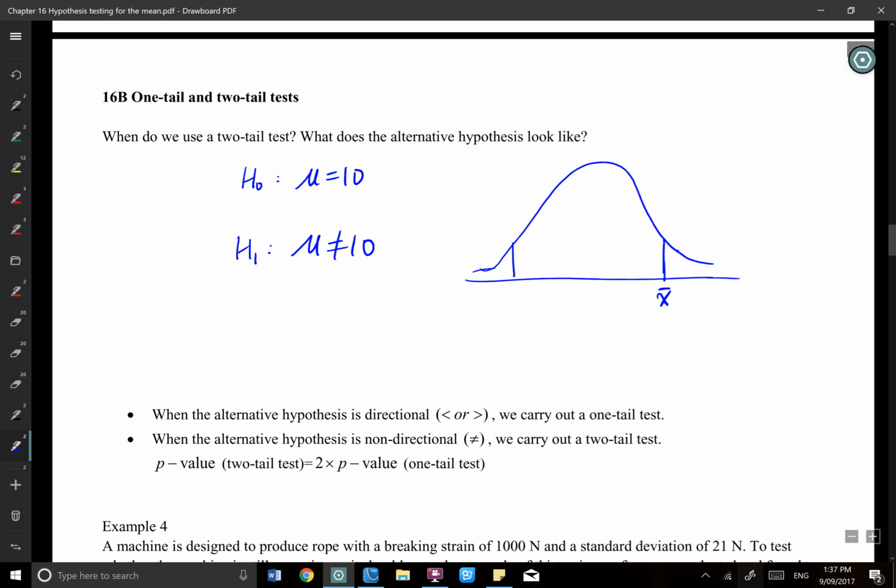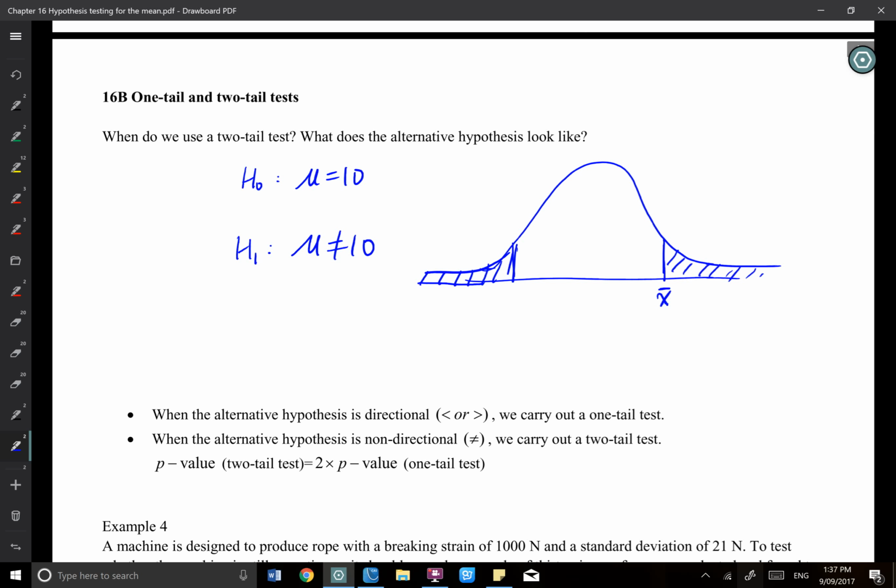It's not really used a lot in Year 12. There will be other distributions that need two-tail tests, like in uni. There are a lot of tests which need two-tail tests, but we're not talking about that in Year 12.